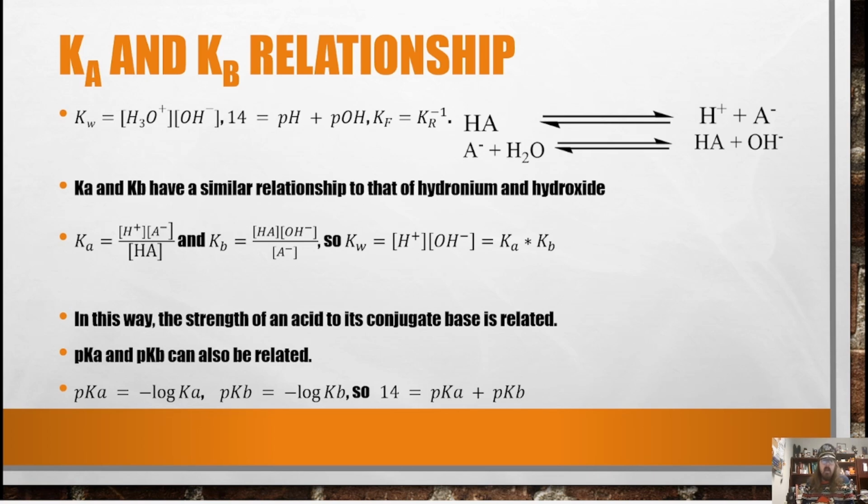However, a pKa and pKb is simply the negative logarithm, the negative power function, of the Ka, and same with the Kb. So with that in mind, we can also say that 14 equals the pKa plus the pKb. It's a lot easier to deal with, but it can be done. There's a lot of interlinking relationships here.